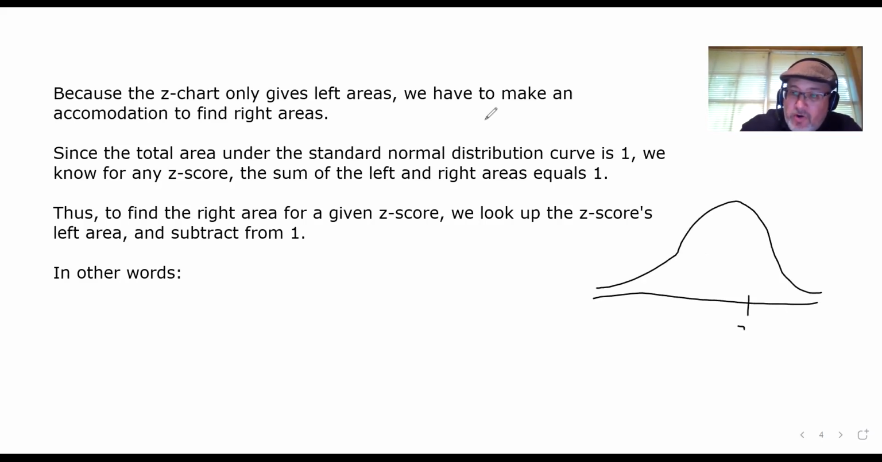If we have a z-score and our z table can tell us this area, but we want to know that area, well, the total of those is equal to 1. So we can look up the pink area, the left area in the z chart, and subtract it from 1 to get the green area, the area to the right.